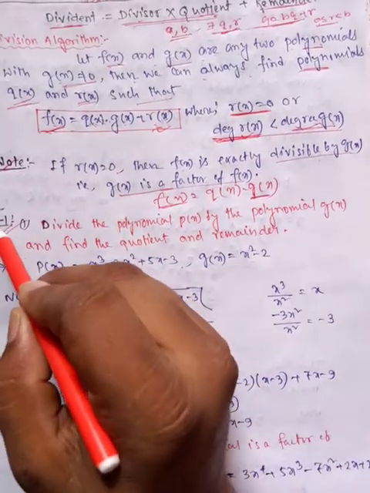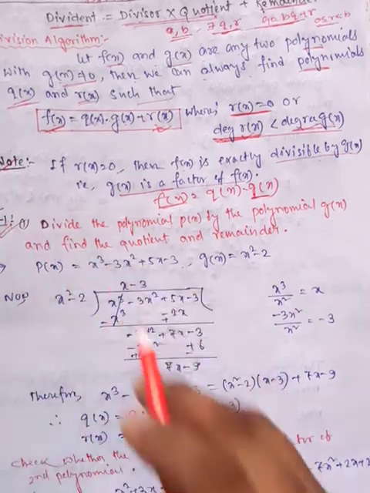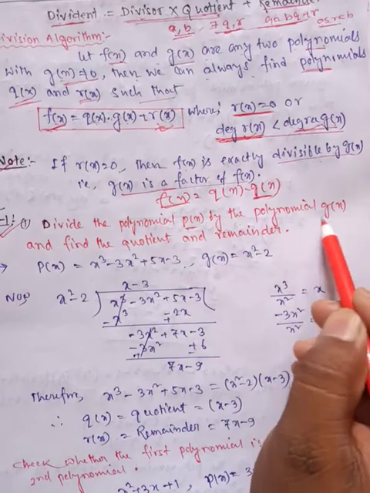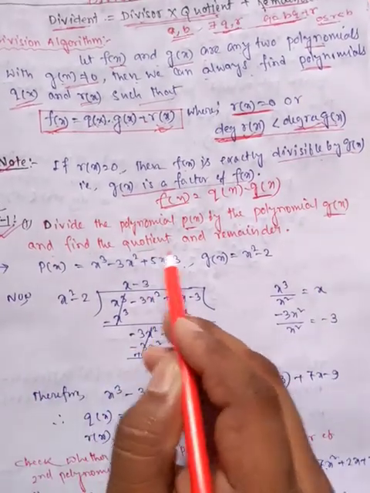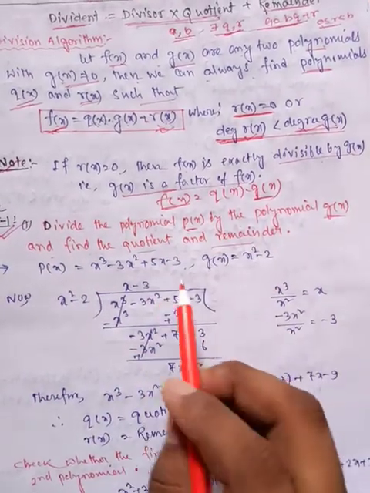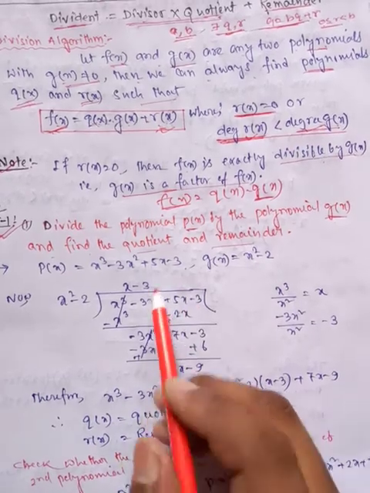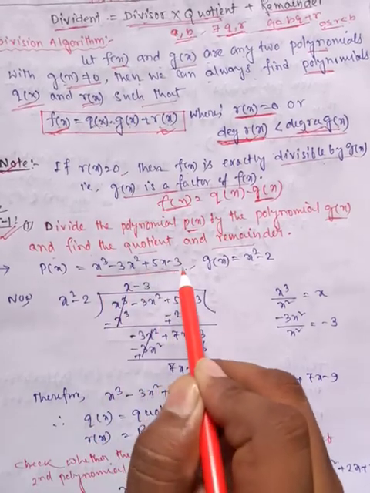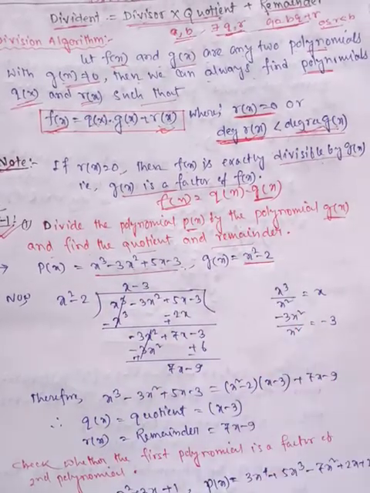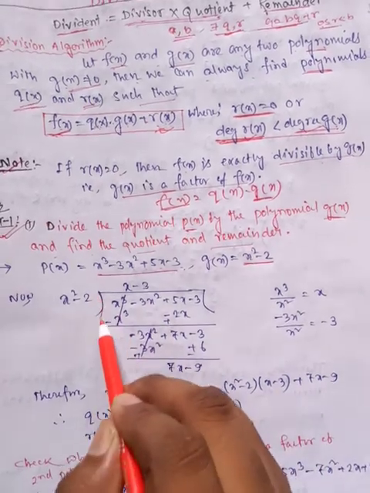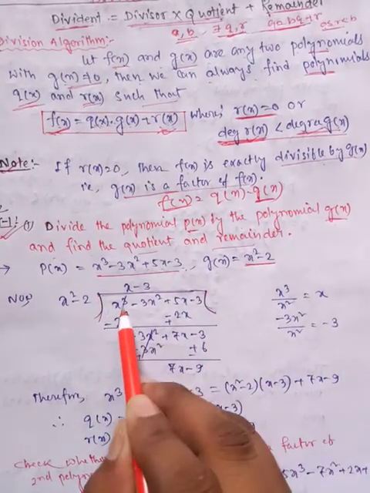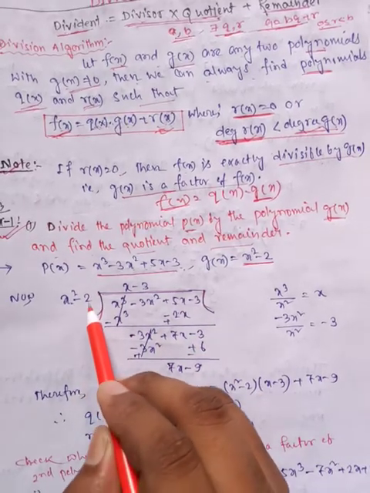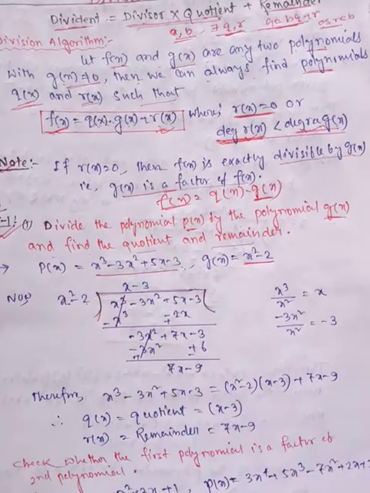First question I have taken from exercise 2.3. Divide the polynomial p(x) by the polynomial g(x) and find the quotient and remainder. So you have to find the quotient and remainder when you divide this p(x), x cube minus 3x square plus 5x minus 3, by the divisor x square minus 2. Now how to divide this polynomial?